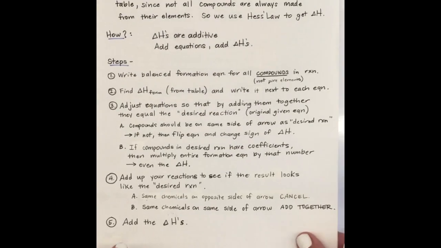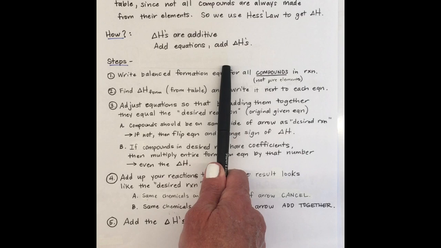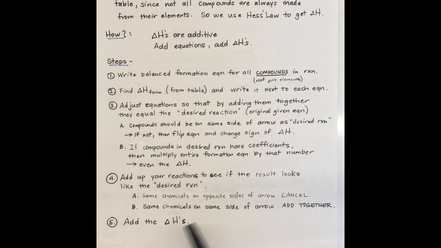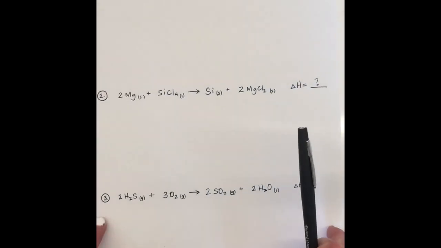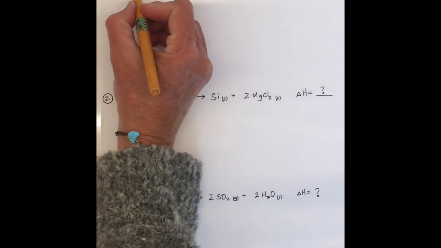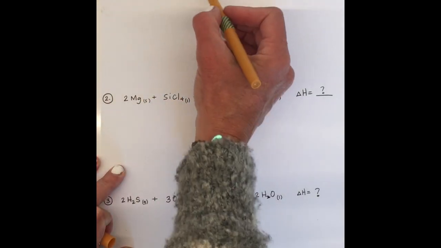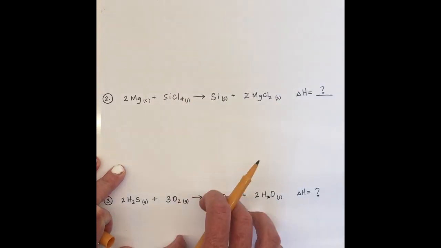So the theory is, you can add delta H's together; you can add up equations and add delta H's. I will be going through these 5 steps, and here it goes. First step says to write the balanced equation for all compounds in the reaction, not just elements, compounds. So in this equation, I like to circle them. NO, that's a compound. O2 is an element, and NO2, that's a compound.